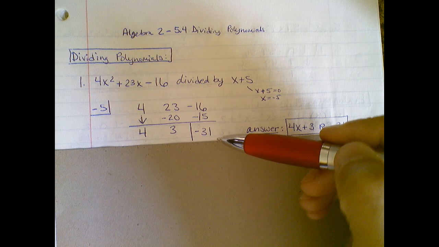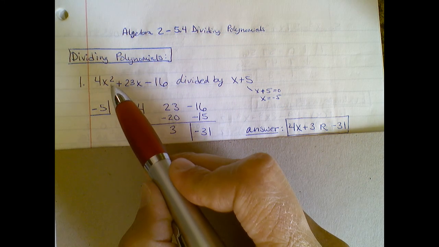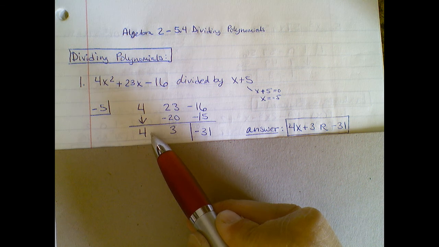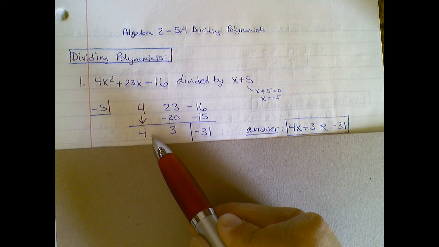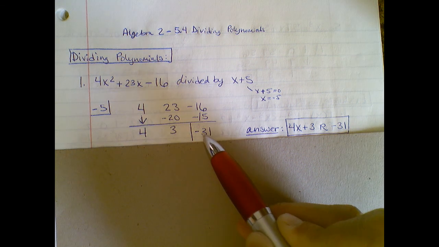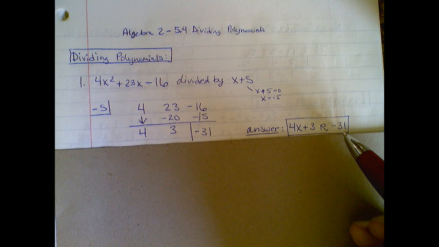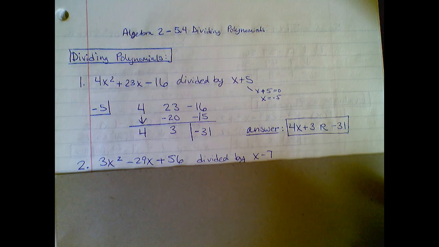I know it doesn't look like much, but we're going to go through whatever this degree is. We're going to start with 1 less than that. So our degree would be 1. So it's going to be 4x. You don't need 4x to the first power, just 4x. And then plus 3. And then this last number is our remainder. So remainder negative 31.